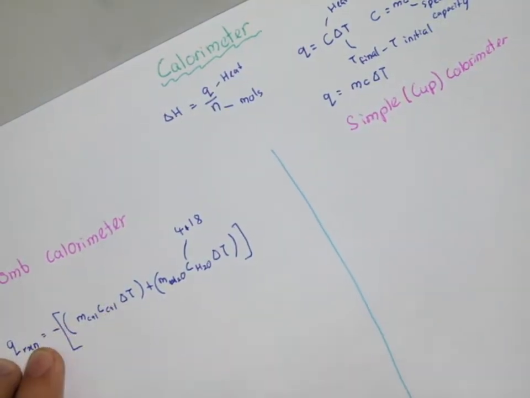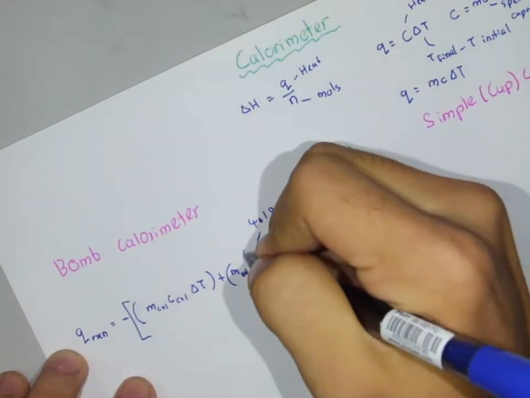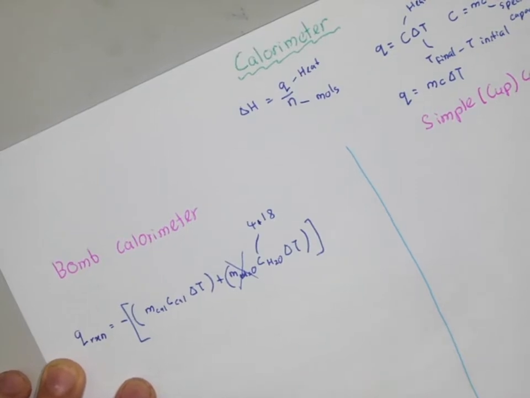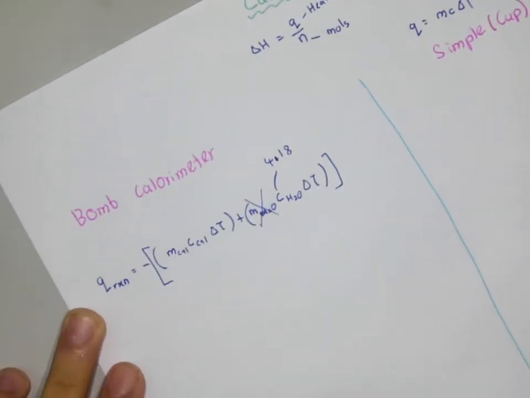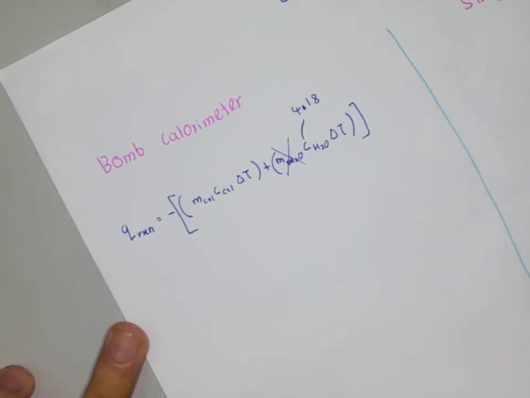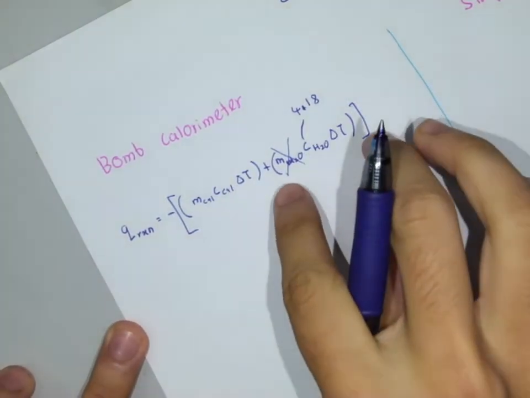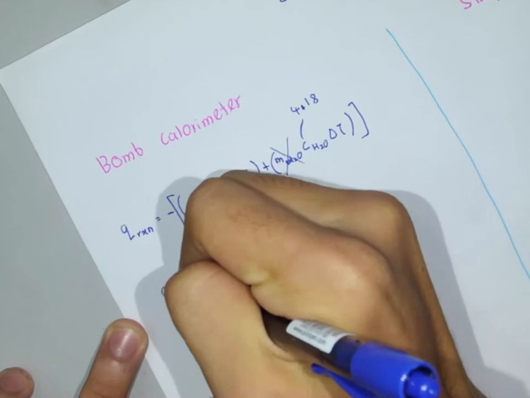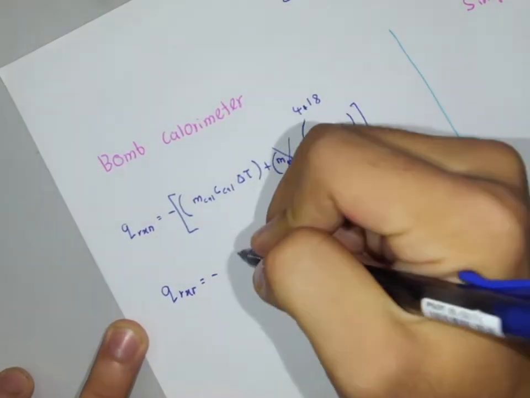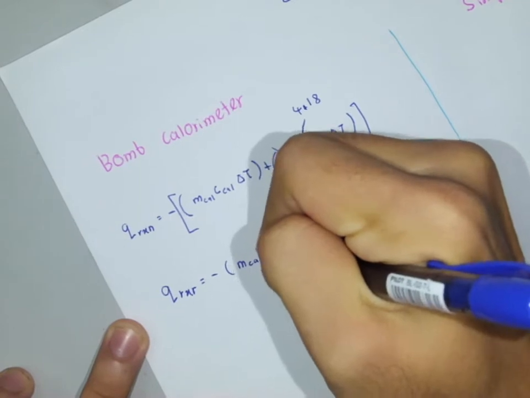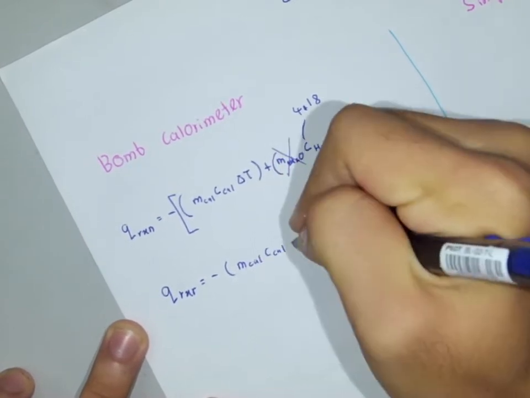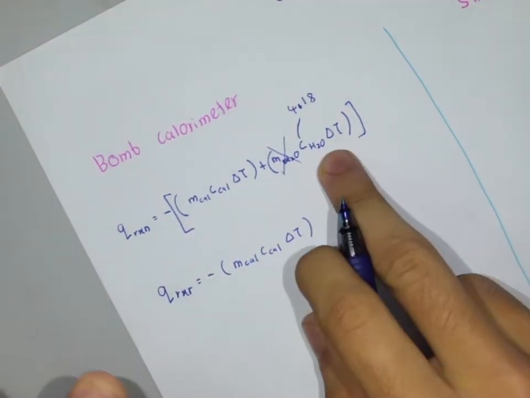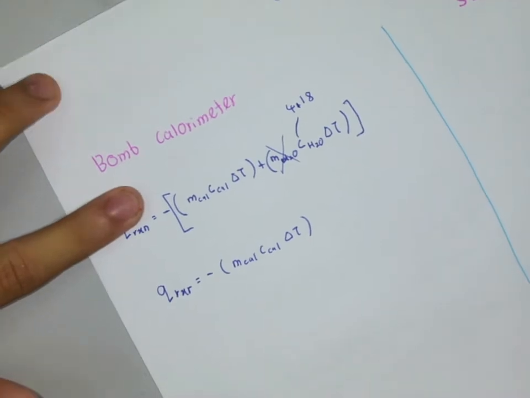Sometimes for a bomb calorimeter, the question does not give the mass of water at all. In that case, you should assume that the question has already combined the heat absorption of water with the calorimeter. So the heat of reaction is equivalent to the negative of m calorimeter times specific heat of calorimeter times delta T. That's it. But if it gives the mass of water, you have to use the earlier equation. Otherwise, you can use this one.